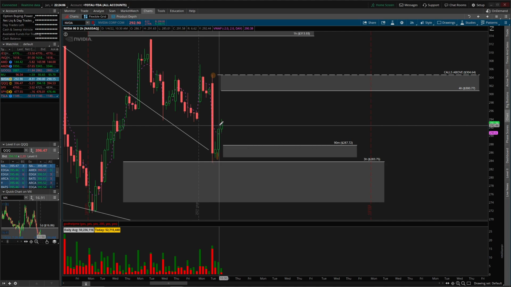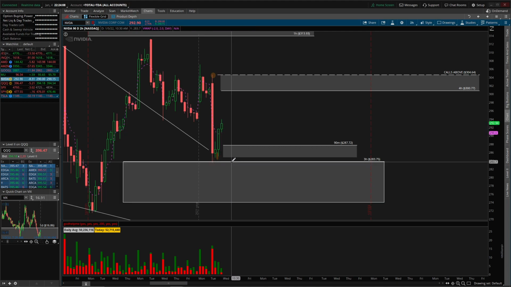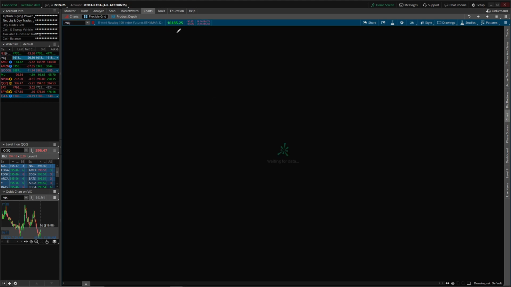If price were to meet this 3 hour one more time, I'm pretty sure, there's been a lot of instances in the past where these zones oftentimes just push price in the opposite direction that it's coming from. So let's go back to NQ.